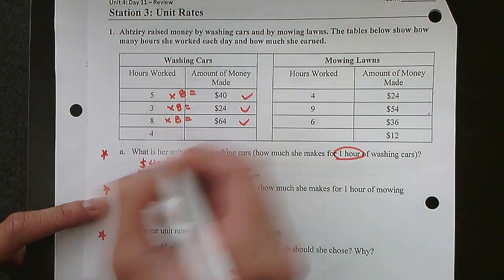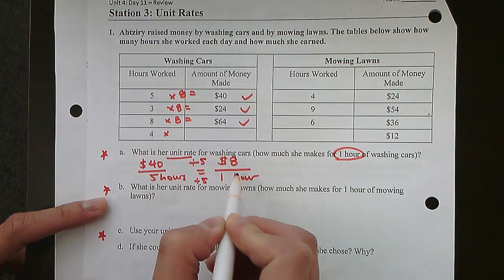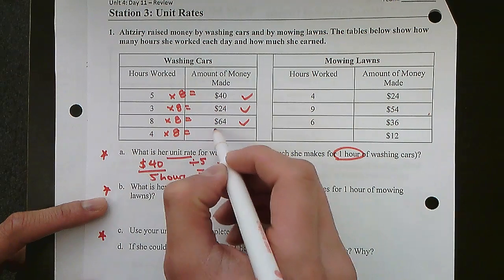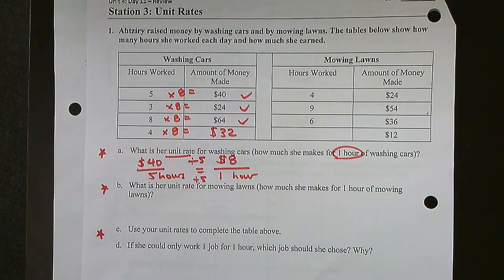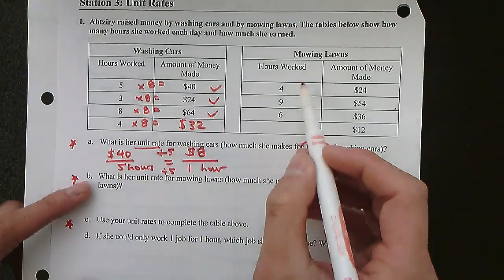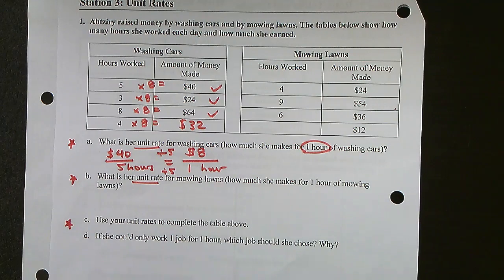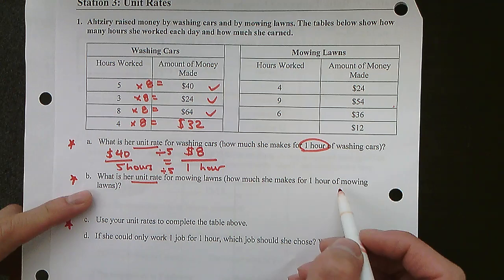Now we can actually fill out this bottom part too. 4 hours of work, if she earns $8 for every 1 hour, 4 times 8 equals $32. Now let's look at mowing lawns. What is her unit rate for mowing lawns? So the unit rate is how much she can earn for 1 hour of mowing lawns.